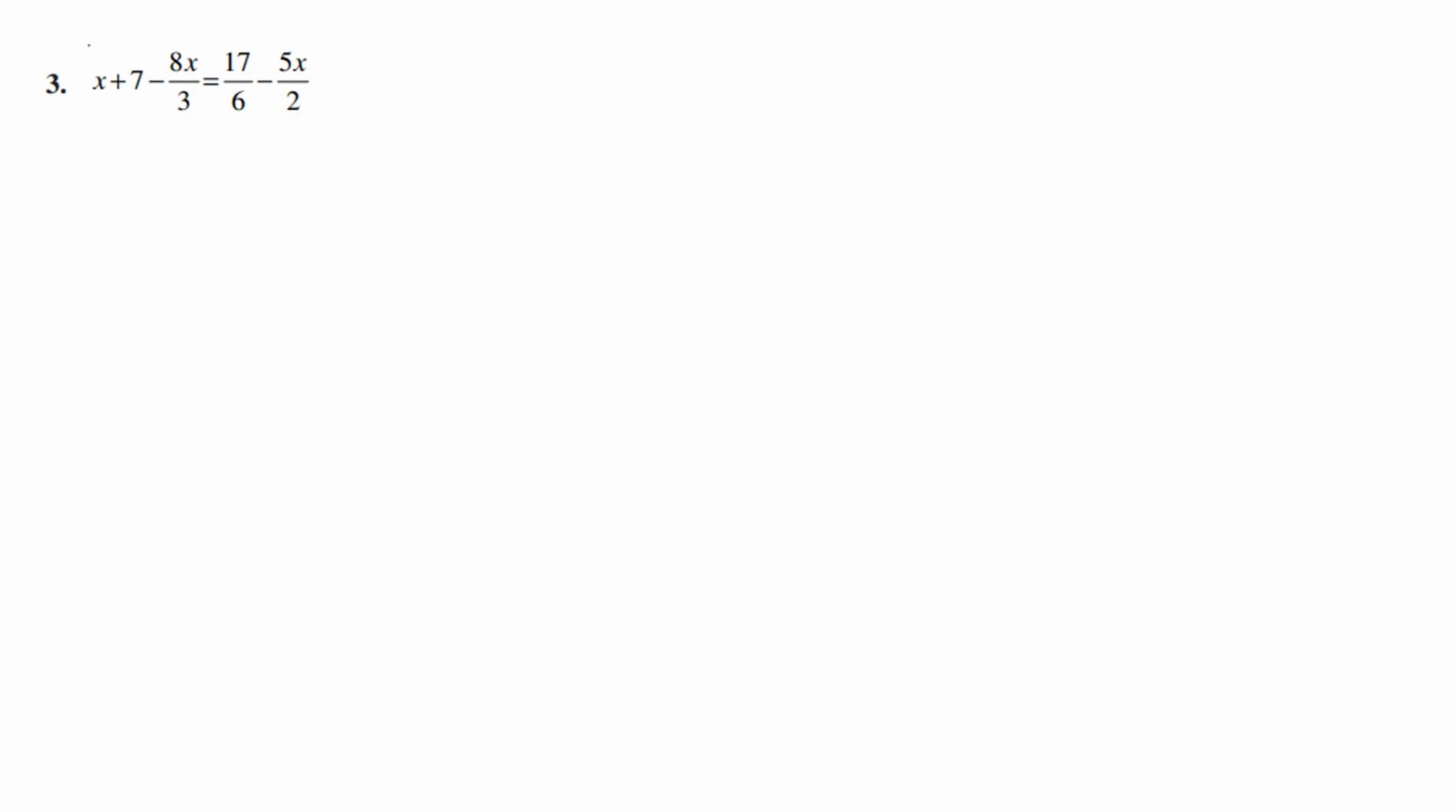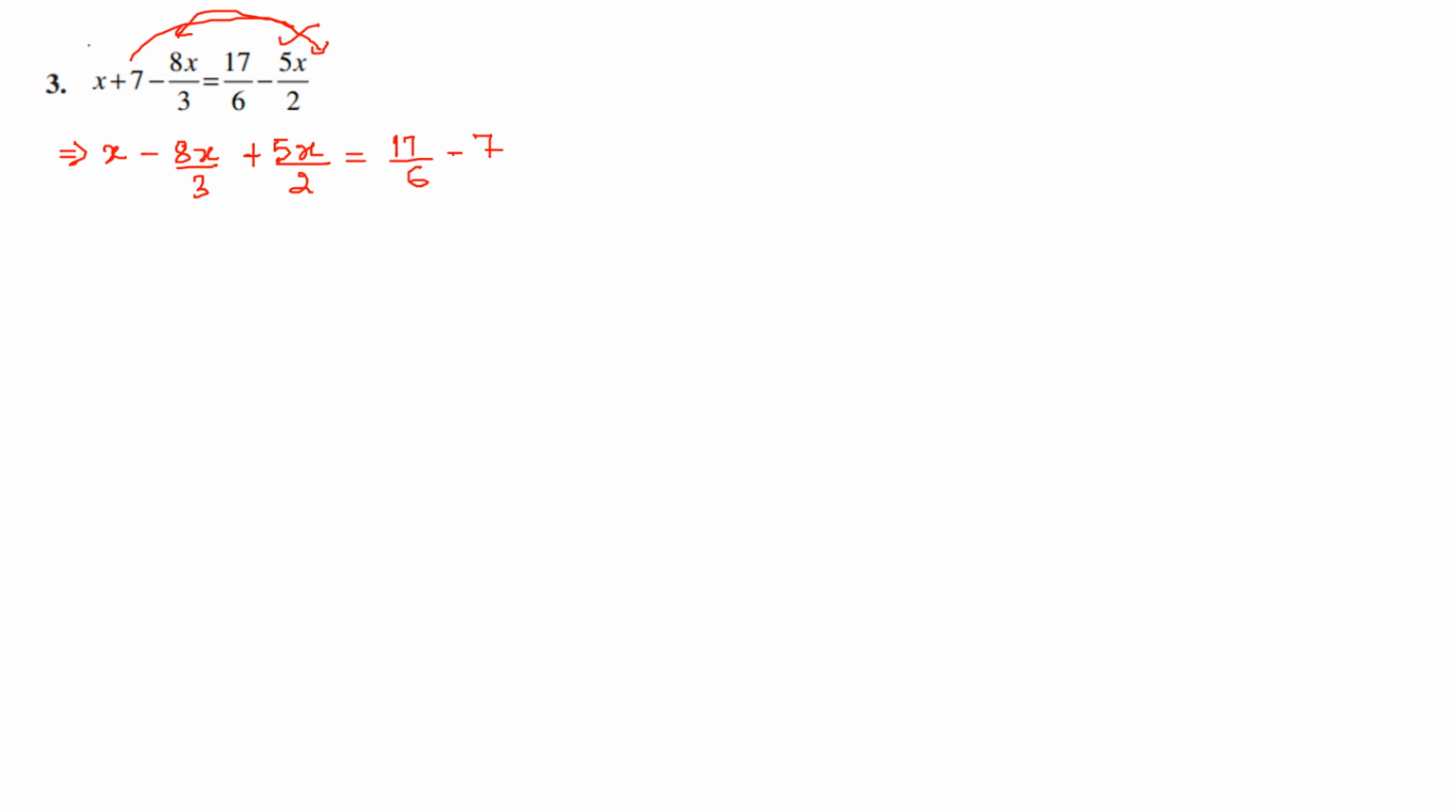Okay, so let's do it. x will remain here. Minus 8x by 3 will also remain here. Now I'm transposing minus 5x by 2 to here, so minus will change to plus, equal to 17 by 6. Now plus 7 I'm transposing to the RHS, so plus will become minus.